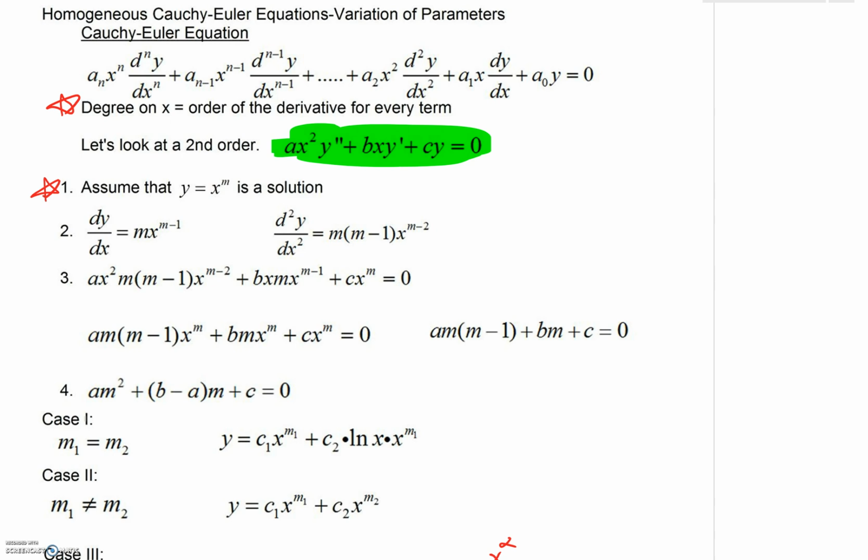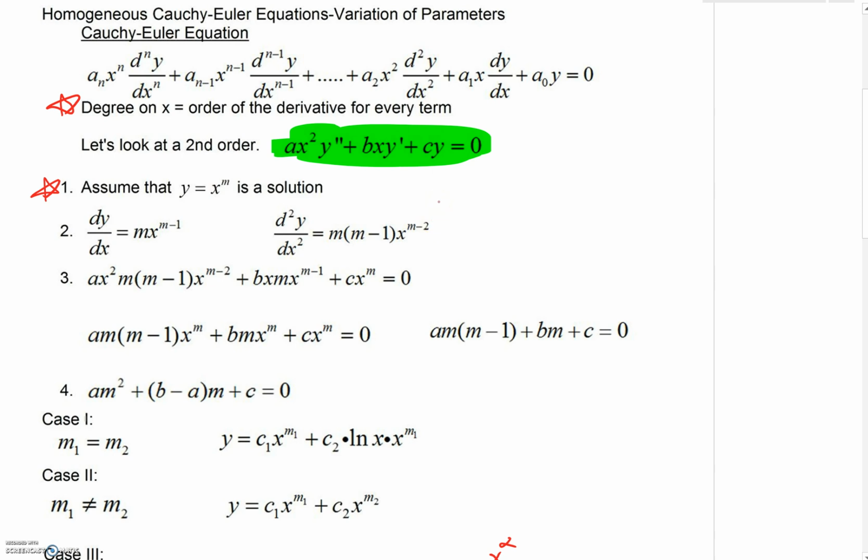Look what happens if you are assuming that that's the case, and m is some constant. We don't know what it is. But as we take our first derivative, you drop down your power. You'll have m times x to the m minus 1. Take your second derivative. Well, now you drop down another power. You'll have m times m minus 1. You got to subtract one more. You'll have x to the m minus 2.